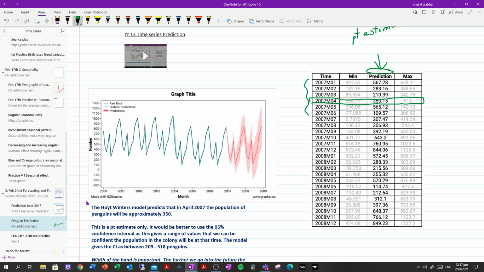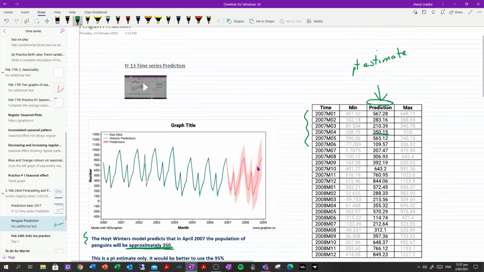So all we say is this: the Holt-Winters model predicts that in April 2007, that's what this is, the population of penguins will be approximately, we use the word approximately, 350. So you see here, we just round that off to a nice number that makes sense to the context. We don't have 0.15 of a penguin. And so we use that as our point estimate.